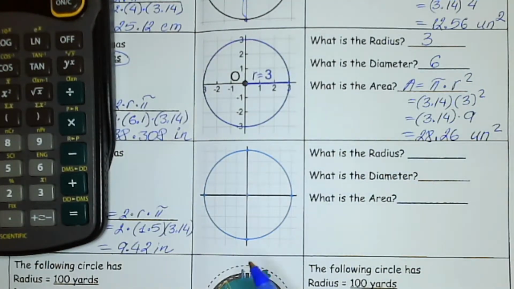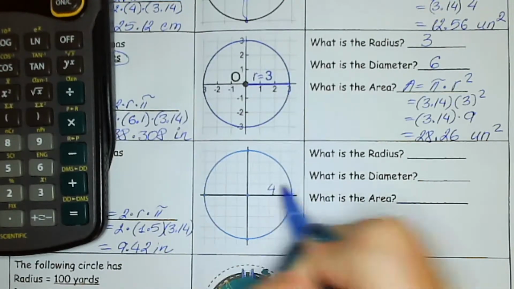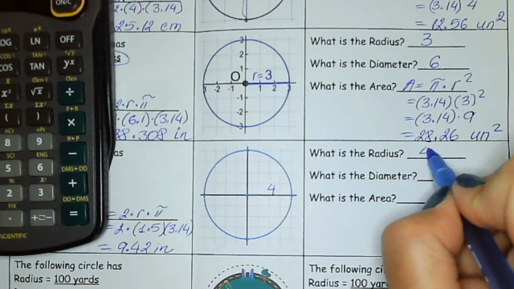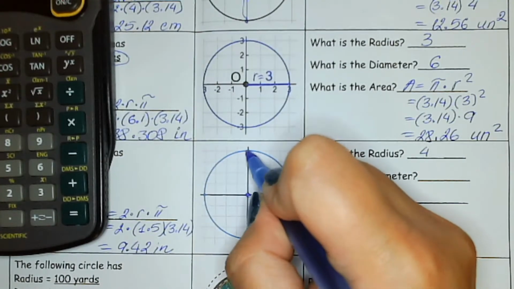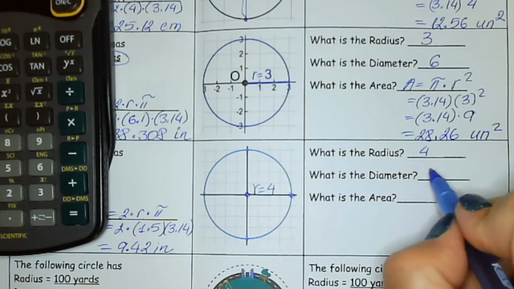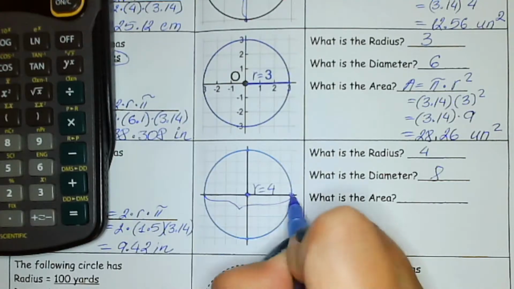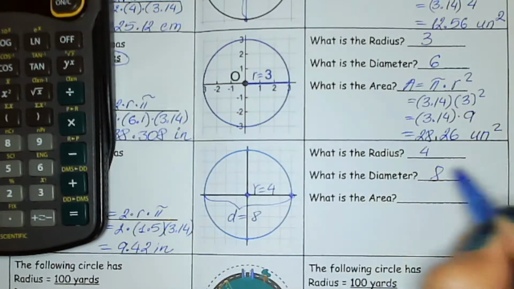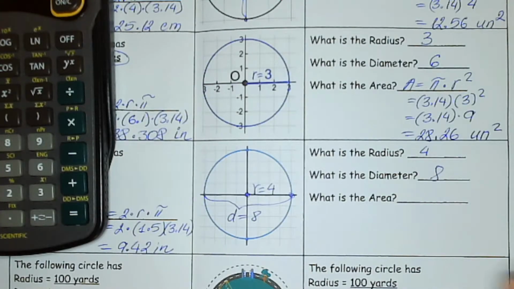What's the radius? Let's see here. 1, 2, 3, 4. The radius is the distance from the center to the edge. You can count it here, or here, or here, or here. The diameter is all the way across. So 4 plus 4, all the way across. Diameter is 8. Or 2 times radius, 8.